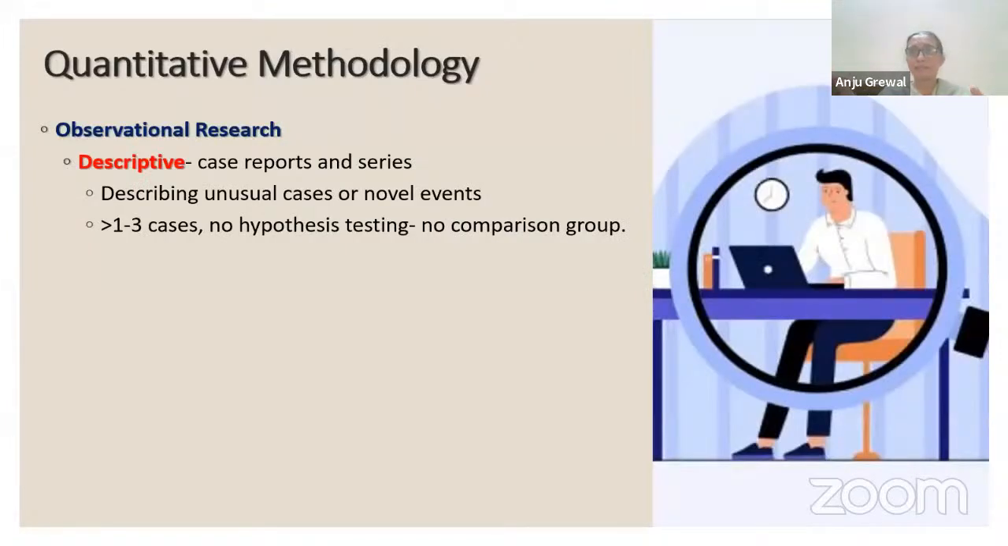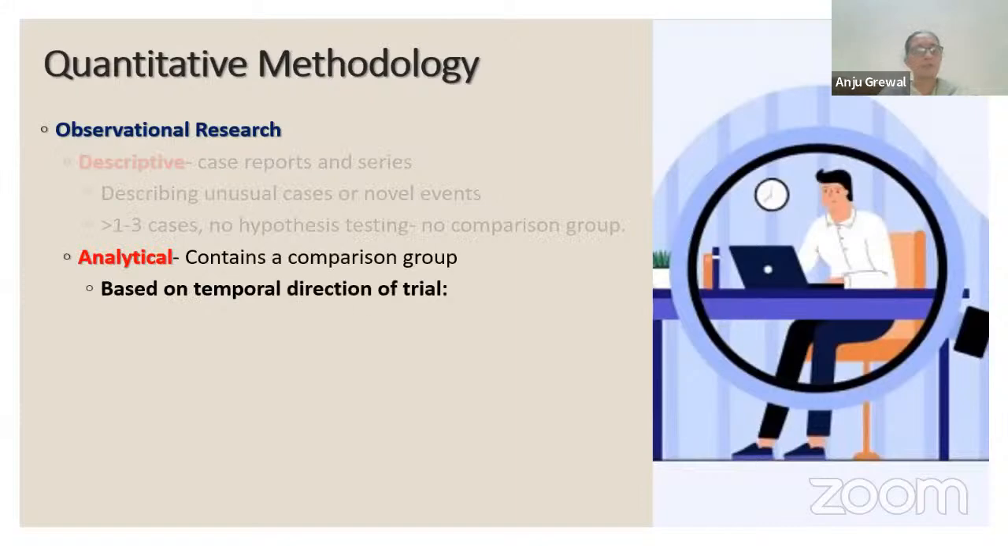So I believe I have kind of addressed my entire talk up here. Let's just go through a little bit of telling you the strengths and weaknesses of each of the methodologies. So for descriptive, as I said, case reports and case series, more than 3 cases, are usually either novel events that have happened or unusual cases. There's no hypothesis testing, there's no comparison group, but they have a beautiful thing: they provide you with a hypothesis that you can in future test in a different clinical trial.